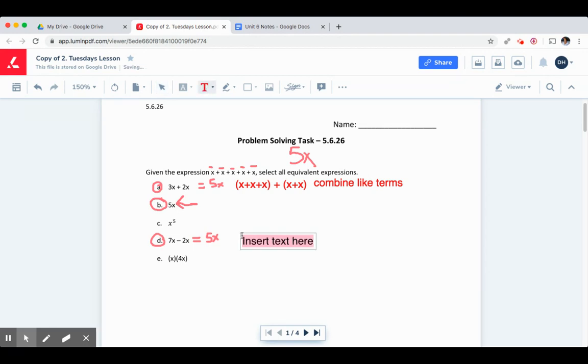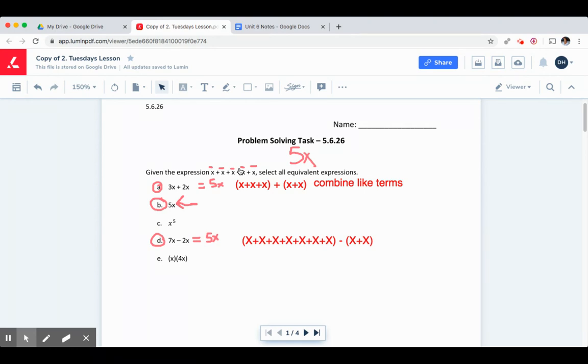The same thing goes for answer choice D. It's like writing parentheses x plus x plus x plus x plus x plus x plus x minus parentheses x plus x. If you have 7 x's and you take away 2 of them, you end up with 5x. And so when it's simplified, it equals the same thing as the expression that we were given.